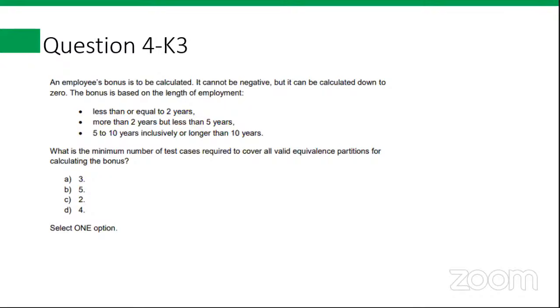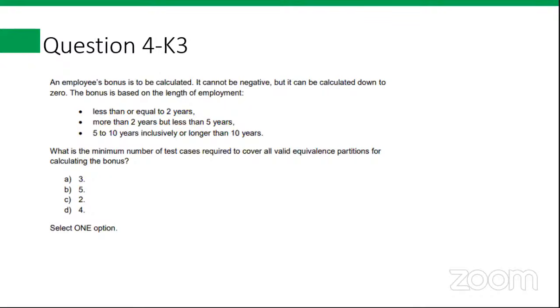That's your first partition. Moving on, more than 2 years but less than 5 years, which means 2 less than E less than 5. So this is your second partition. The second statement is your second partition, and the first statement is the first partition. Now, coming to the third statement, you have to be really careful here because it says 5 to 10 years inclusively or longer than 10 years.